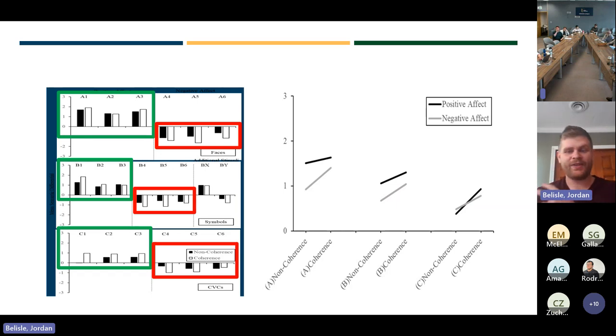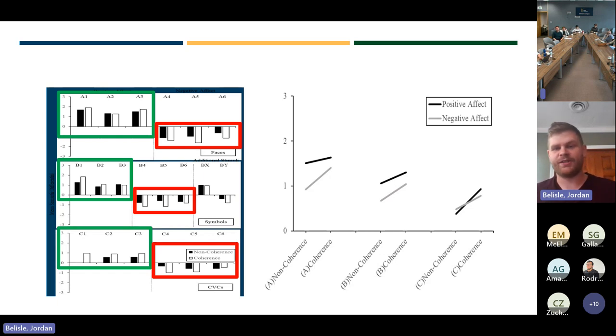On the right, we have the absolute valence value. So we converted each to a positive number for comparison. And what we see is that the absolute values are greater for A, B, and C stimuli in the coherence networks. We also see greater transfer of positive versus negative affect altogether. This is consistent with the happiness superiority effect described by Bartolucci et al. in similar research and appears to be a consistent finding across our studies.